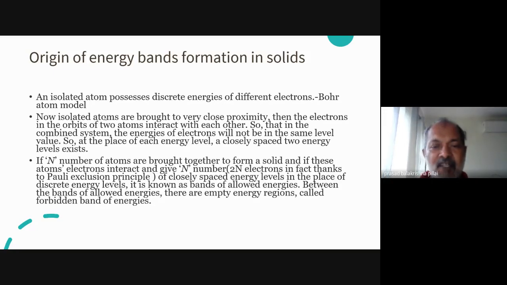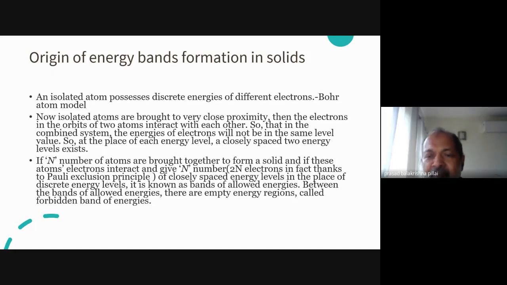So let us say if n number of atoms are brought together, then n states will be produced, and these are known as the available states for the electron. That means these electrons can occupy these states. That is what we see right from the Bohr atom model. We were seeing that these are the places where the electrons can occupy.